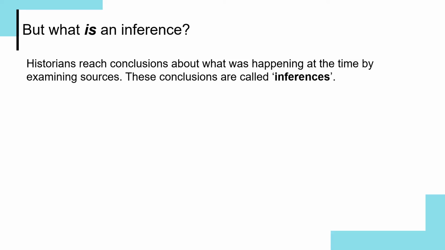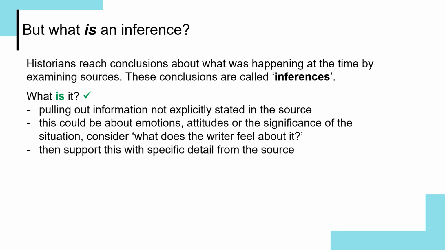But what is an inference? By looking at what is written or shown in a source, historians reach conclusions about what they think was happening at the time. These conclusions are called inferences. So what is it? You need to pull out information that's not explicitly stated in the source. We're assessing your ability to read between the lines here to make inferences, perhaps about emotions or attitudes, or consider what does the writer feel about it. Then support this with specific detail from the source. What have you used to make this inference?